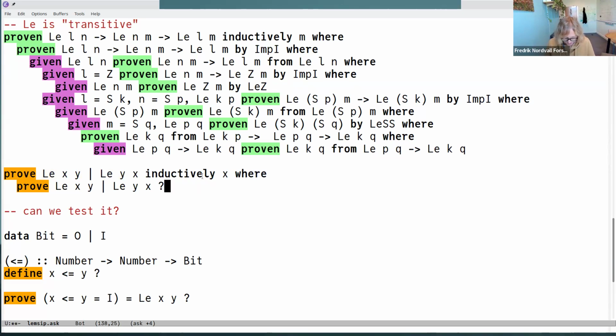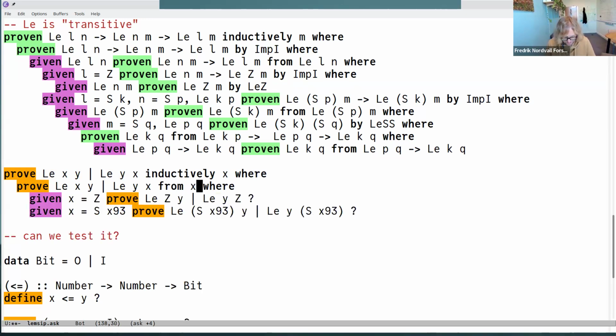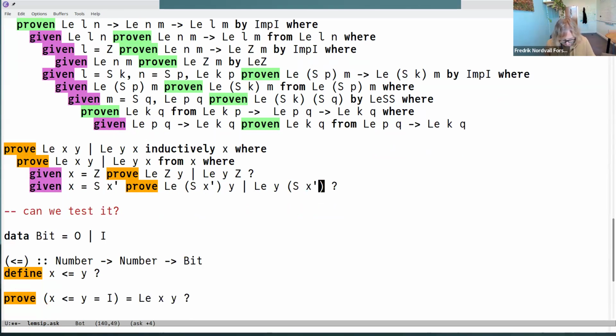So now I have access to the induction hypothesis whenever I have a smaller x. So let's look at what x actually is, then. I'm going to say from x, and I get two cases. I will fix up this by replacing x93 with x prime. Send the task again to make sure I didn't mess up. Okay. So let's deal with the easy case first.